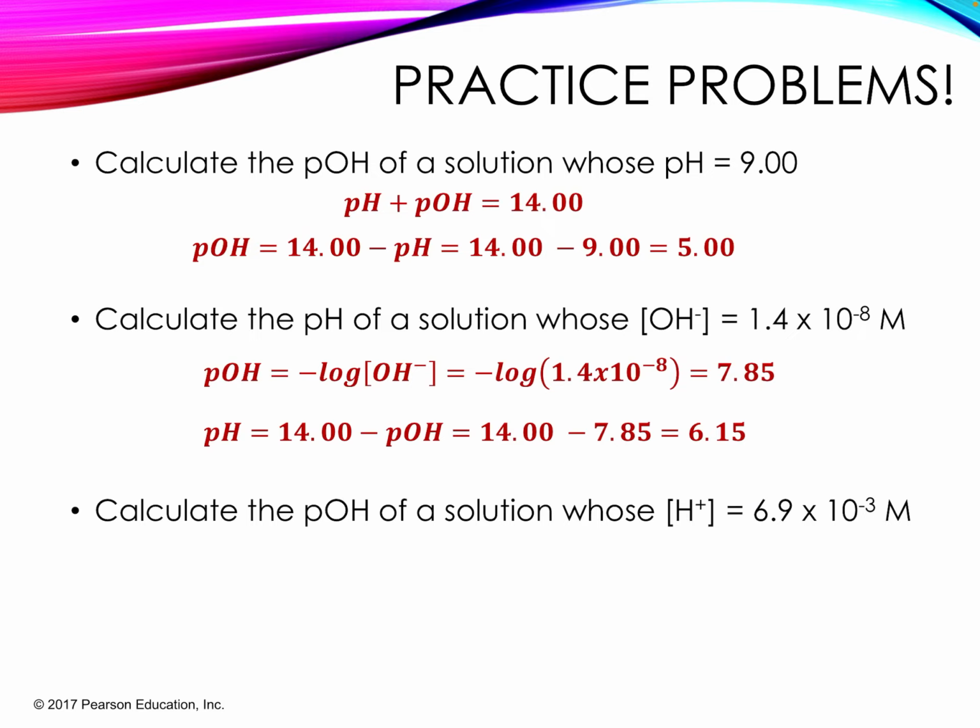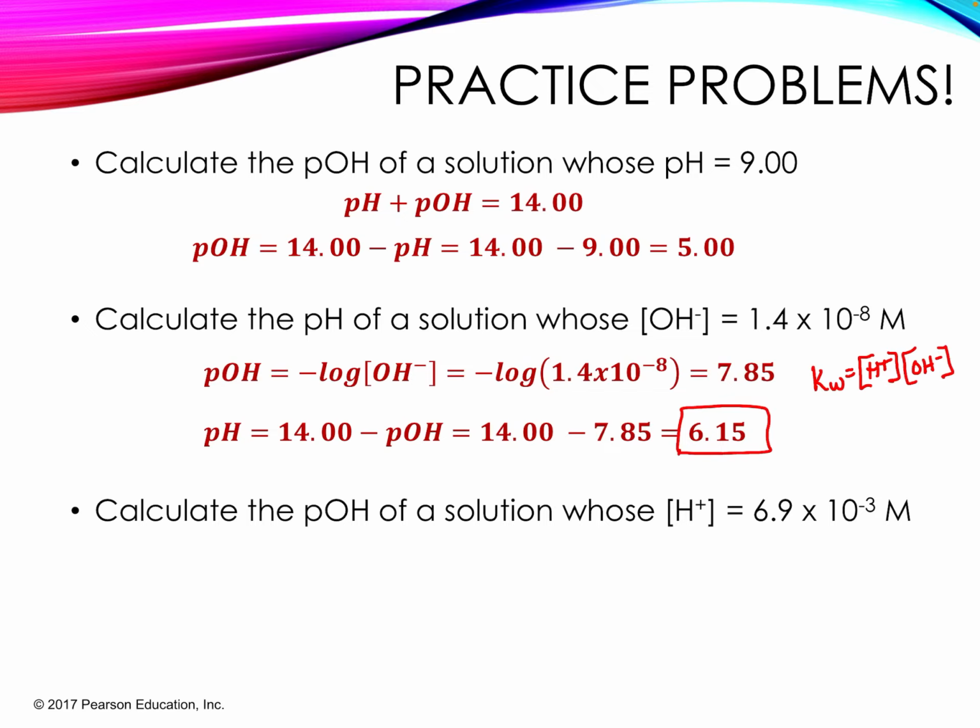The other way you could have done it was that Kw is equal to our concentration of H plus times our concentration of OH minus. So you could have used that to find our concentration of H plus and then taken the negative log of that value, but you would still come up with 6.15 or something really, really close.